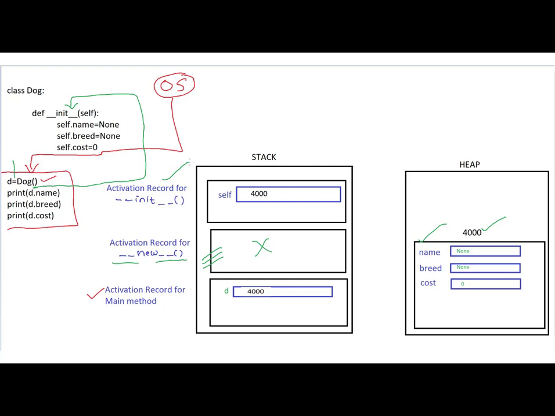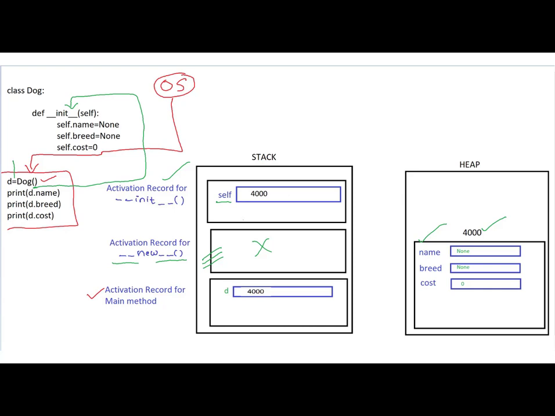All lines are going to be written inside the activation block and execution starts. Now the self variable is written here and it gives an address to that. That is 4000. This process is done by Python.